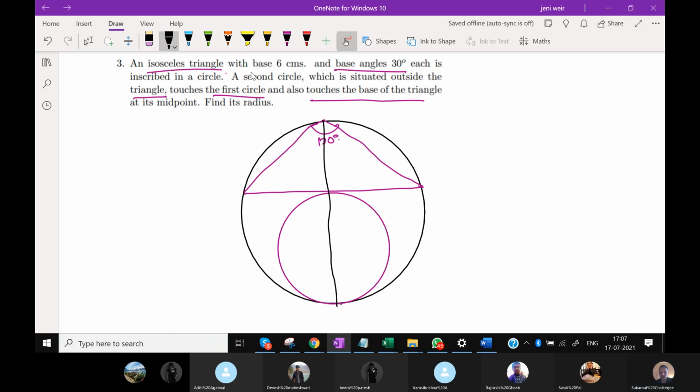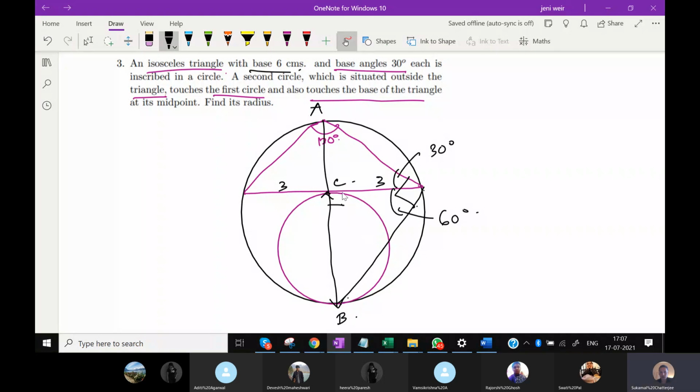So the base of the triangle is 6 centimeters. That means this is 3, this is 3. Now, if I join these two, and name this AB, since AB is the diameter, this angle has to be 90 degrees. A diameter always makes 90 degrees at the circumference. And this angle is given as 30, so the other angle will be 60. Therefore, I need this length. If I name this point as C, then I need BC.